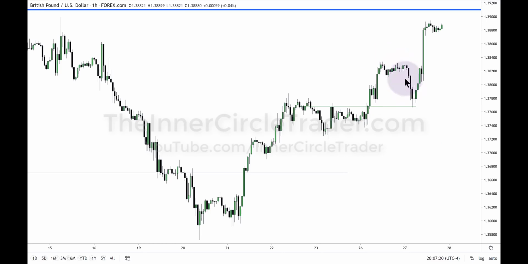Notice how the hourly chart trades down, hits it, rebounds, and starts to trade higher. This is that area where the buy stops are. This level and higher is where those buy stops reside, so it's drawing price up there.